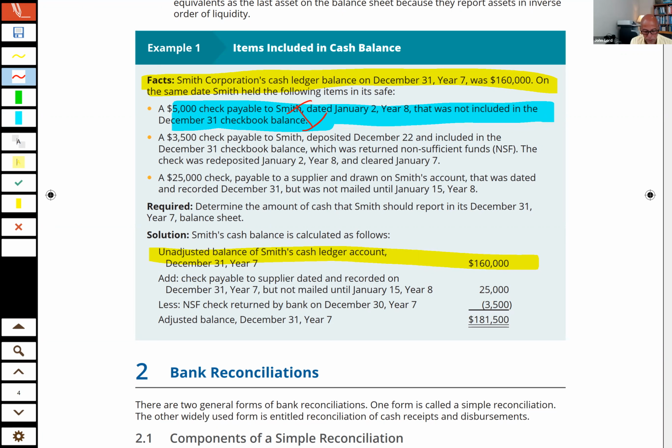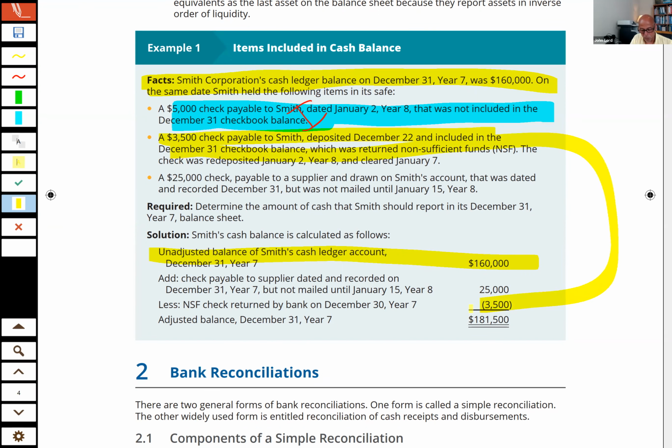Fine. Now, I look at this next one, and it tells me a $35,000 check payable to Smith deposited December 22nd and included in December 31st. A $3,000 check payable to Smith deposited December 22nd and included in the December 31st checkbook balance was returned non-sufficient funds. It bounced. The check was redeposited and cleared in year 8 on January 7th. Well, that should only be included in what? In the year 8 cash balance, not the year 7 cash balance. So they've got to take that $3,500 and they've got to do what? Subtract it.